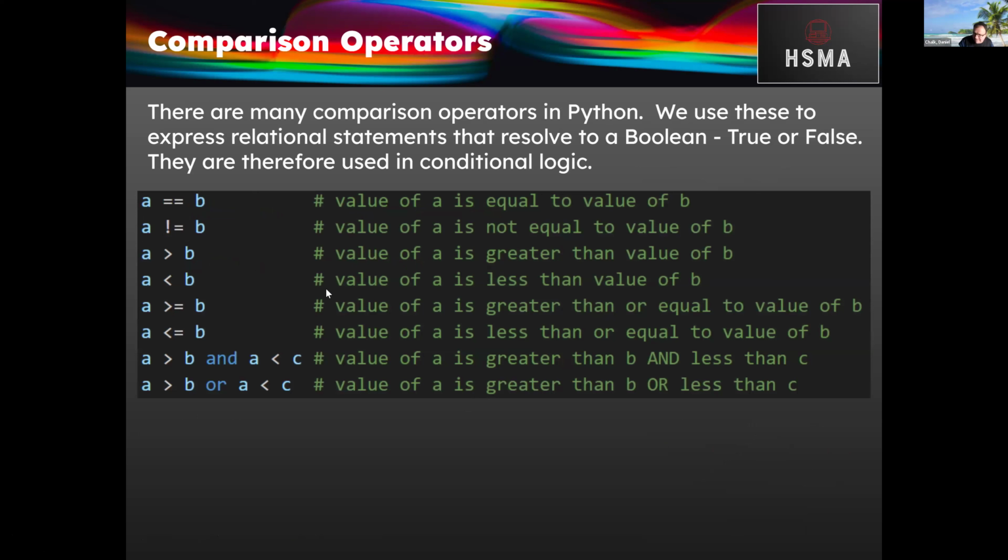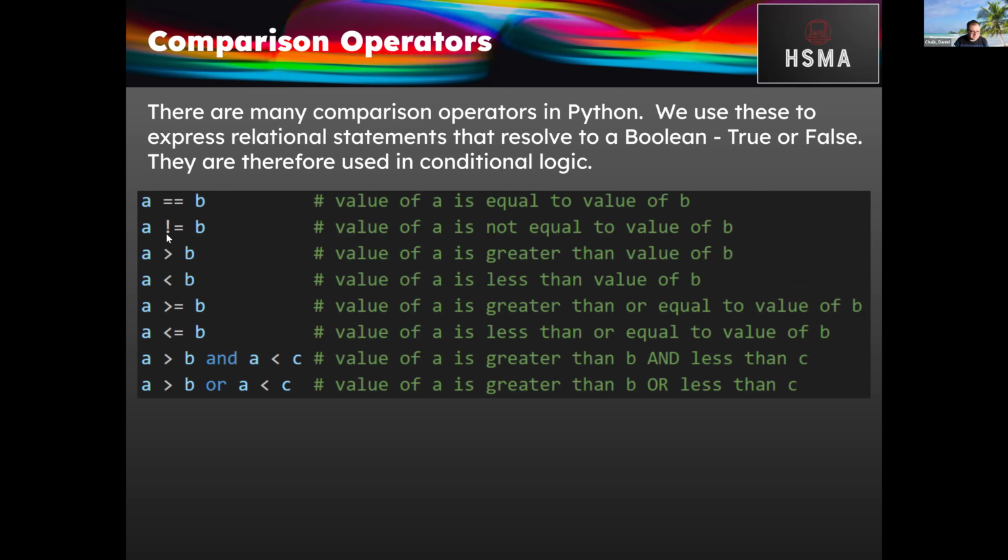So, to keep talking about these comparison statements, we use these comparison operators to check what's called a relational statement. A relational statement is basically any statement in Python that will resolve to a Boolean value, one that is either true or false. Any statement that you put in an if statement has to be something that will either resolve to true or false. Okay, it's either true or it's not true.